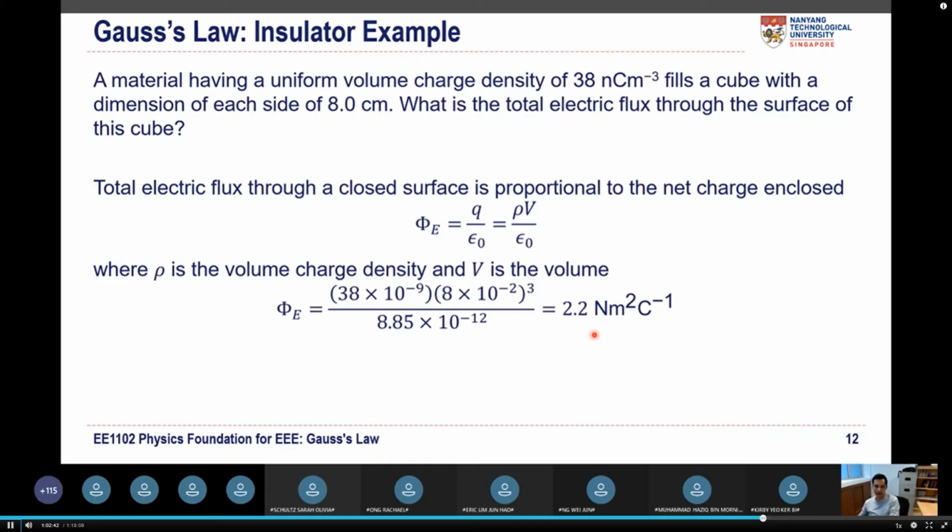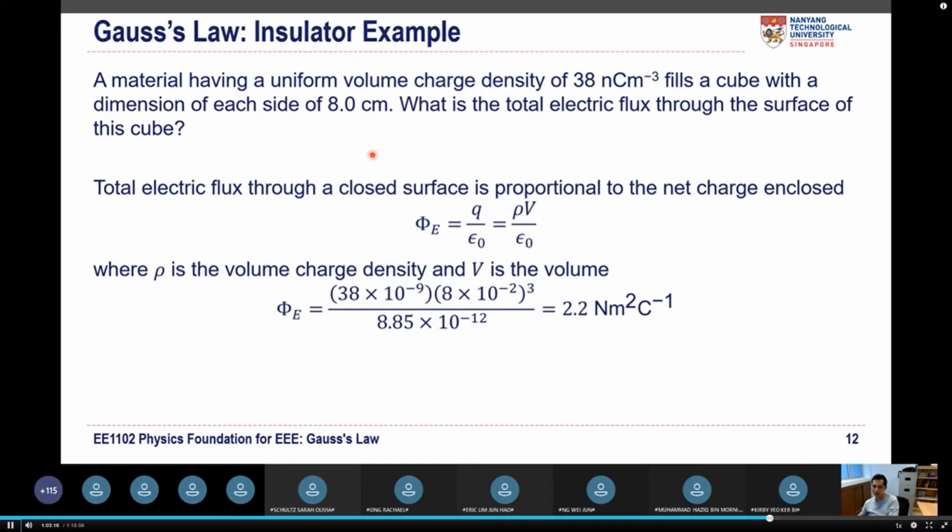So let's take a look at this example. It's an insulator example. We have a material having a uniform volume charge density of 38 nanocoulombs per cubic meter. It fills a cube with each side 8 centimeters. So we have a cube, and the charge is distributed uniformly inside this cube. What is the total electric field flux through the surface of this cube?